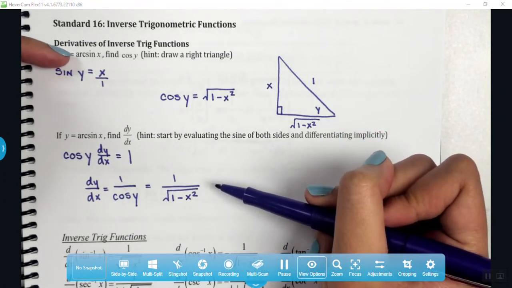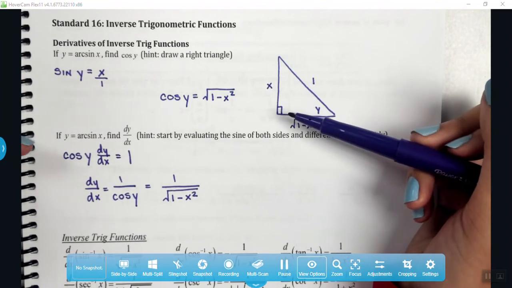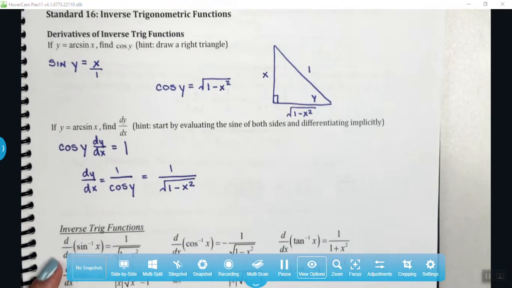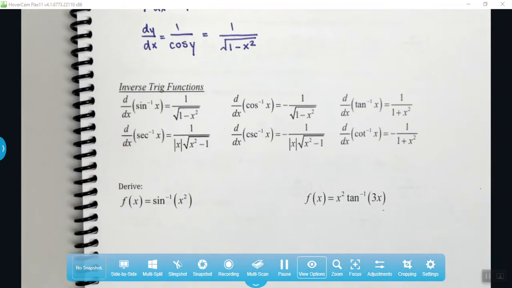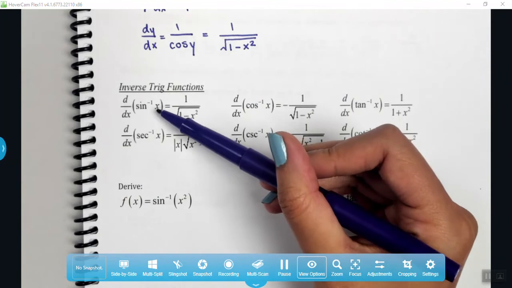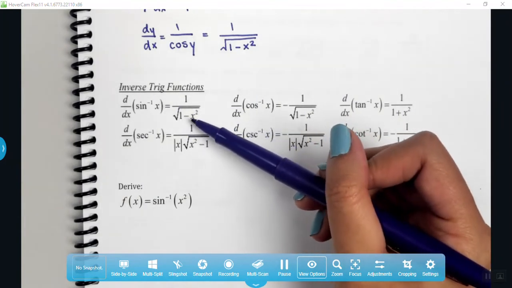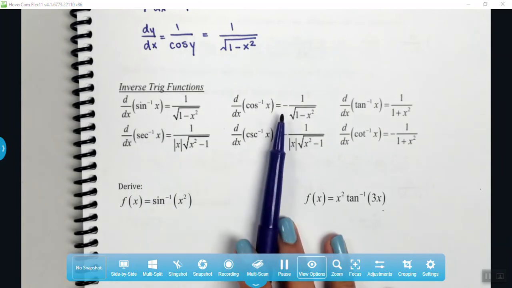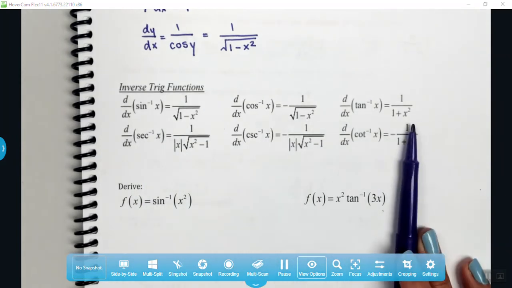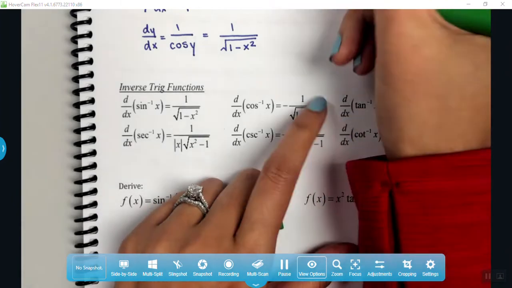And you can do it for all the other trig functions if you want to, but you would end up getting these 6 down here. So the derivative of arcsine x is 1 over root 1 minus x squared. Cosine is the same as sine, only negative, just like normal derivatives. Tangent, do you want to do tangent? Sure. To prove it? Sure.